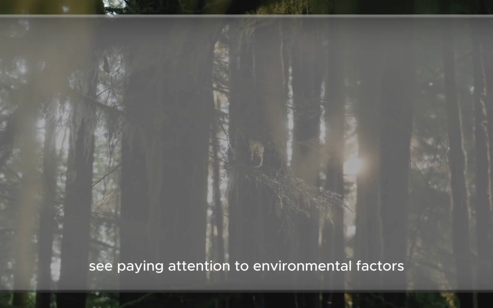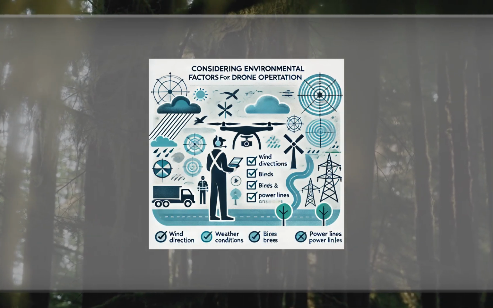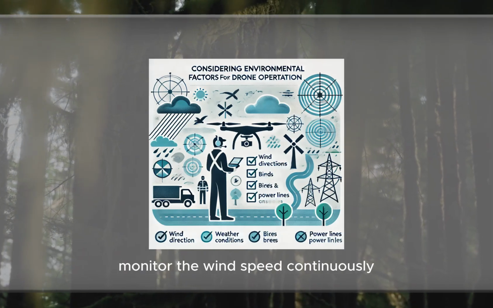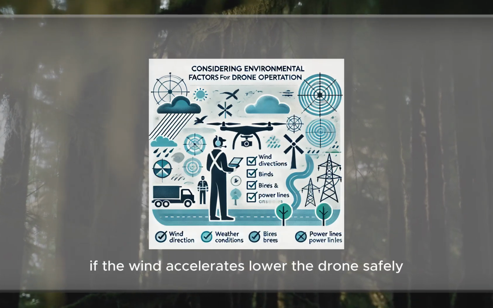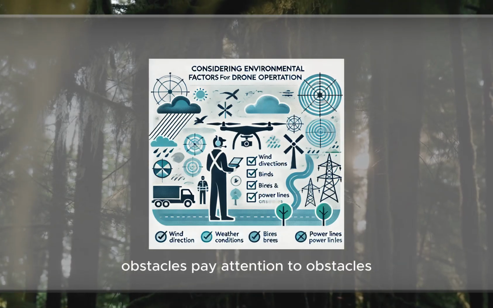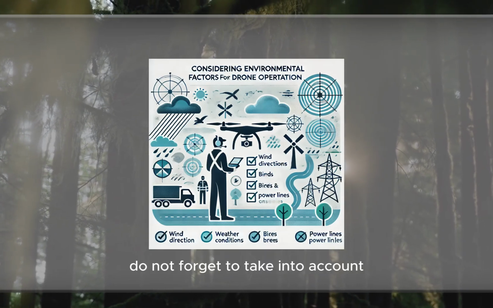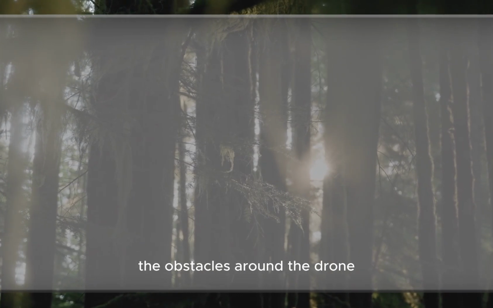C. Paying attention to environmental factors. Wind condition: monitor the wind speed continuously. If the wind accelerates, lower the drone safely. Obstacles: pay attention to obstacles that you may suddenly encounter during the flight. Do not forget to take into account the obstacles around the drone.